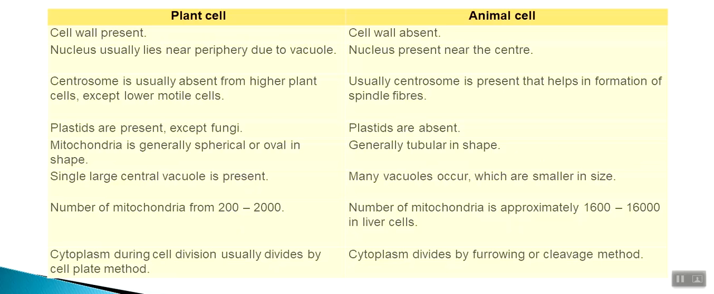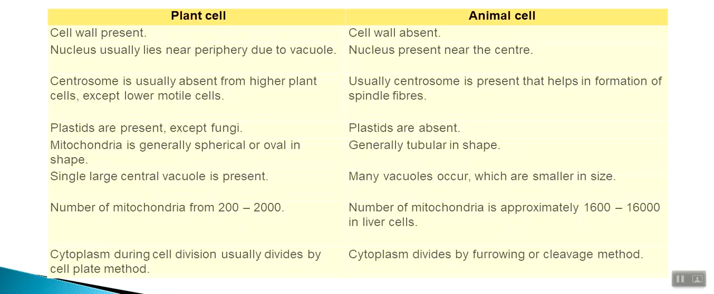In plant cell, cell wall is present. Nucleus usually lies near periphery due to vacuole. Centrosome is usually absent from higher plant cells except lower motile cells. Plastids are present except fungi. Mitochondria is generally spherical or oval in shape. Single large central vacuole is present. Number of mitochondria are from 200 to 2000. Cytoplasm during cell division usually divides by cell plate method.